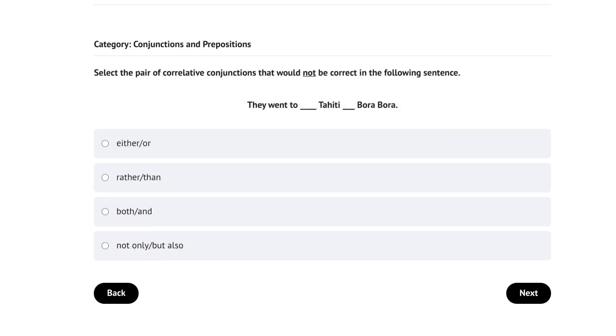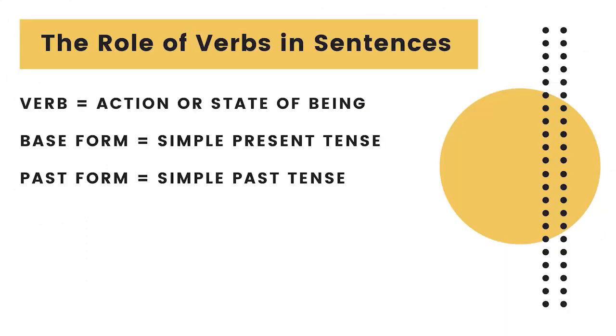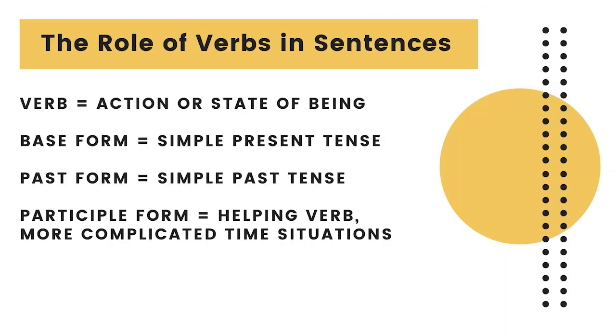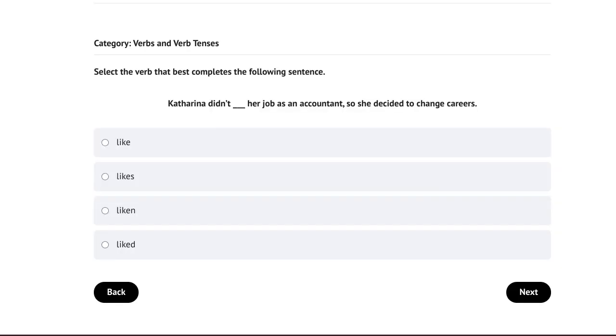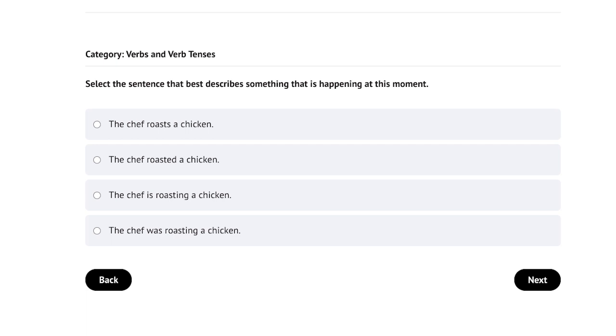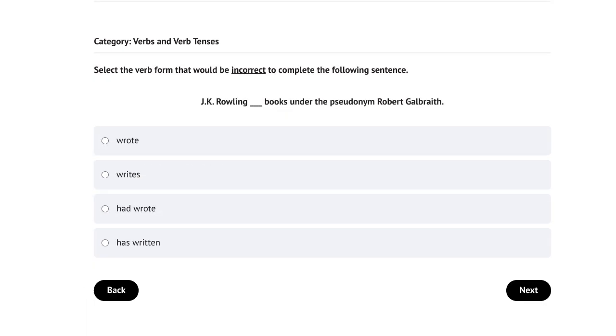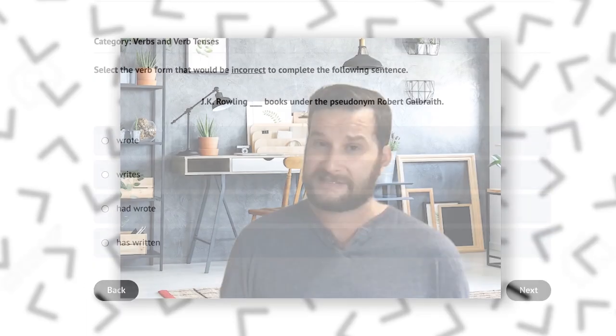You've got verbs and verb tenses. So verb forms, know the verb forms. There's the base, past form, participle form. Know how to use verbs. So know when it should be they ate or I walk, we went, she seems. Helping verbs and progressive perfect tenses.